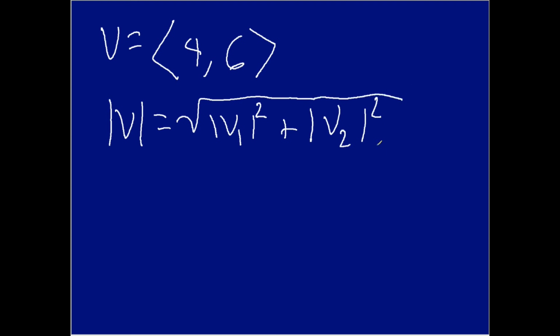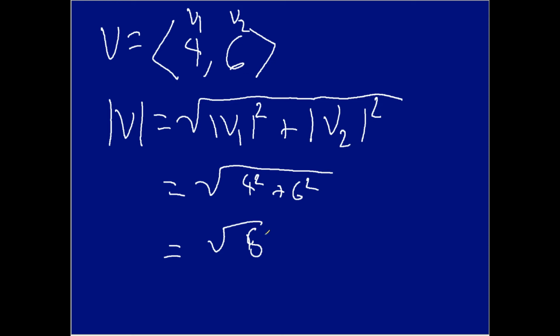All right, now this is not that complicated. So if we were to plug this in, remember 4 is going to be our v sub 1, 6 is going to be our v sub 2. So you would have 4 squared plus 6 squared. And that's basically going to equal, and you can solve this on your own time, the square root of 52. And if we simplify that as much as possible, we're going to get 2 times the square root of 13. That's it.